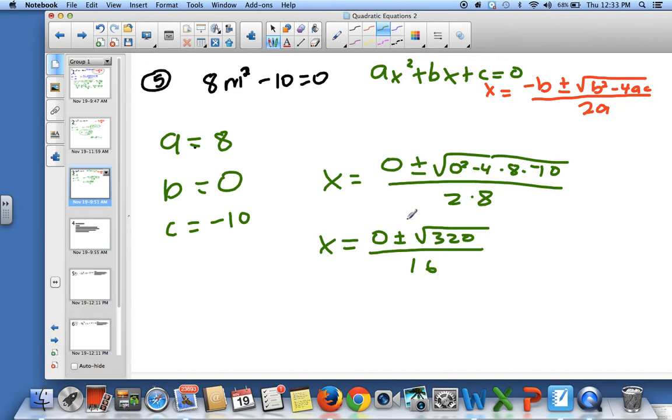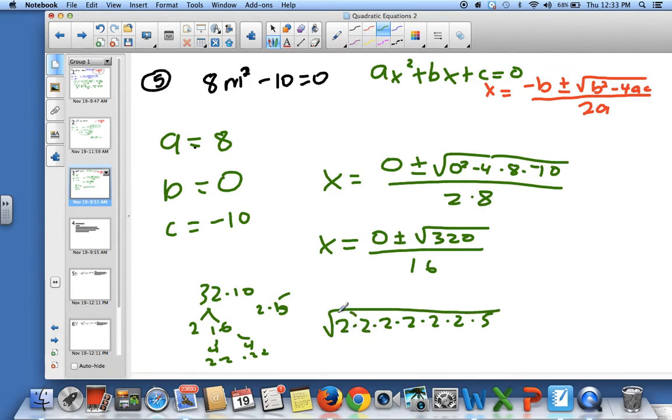And the square root of 320 can be broken down to be 32 times 10, which is going to be 2 times 16, 4 times 4, 2 times 2, 2 times 2, and this is 2 times 10, 2 times 5, sorry. So this 320 is 2 times 2 times 2 times 2 times 2 times 2. 1, 2, 3, 4, 5, 6 twos times 5, like that.